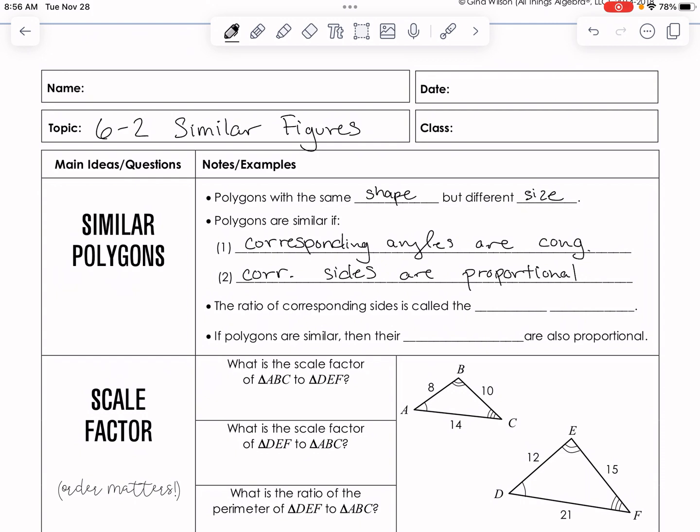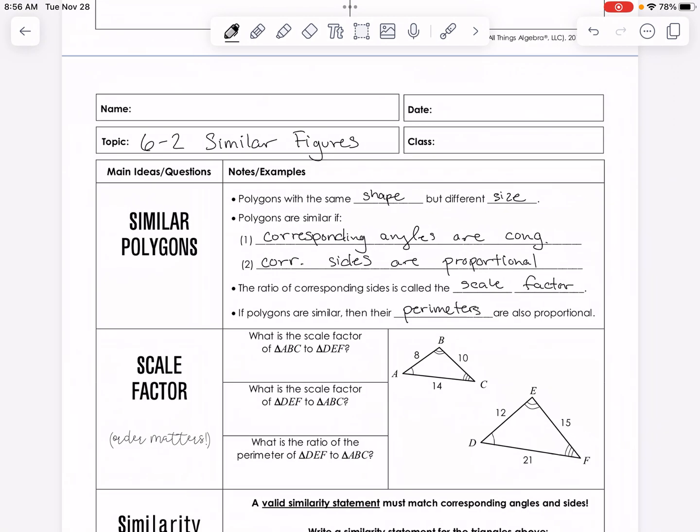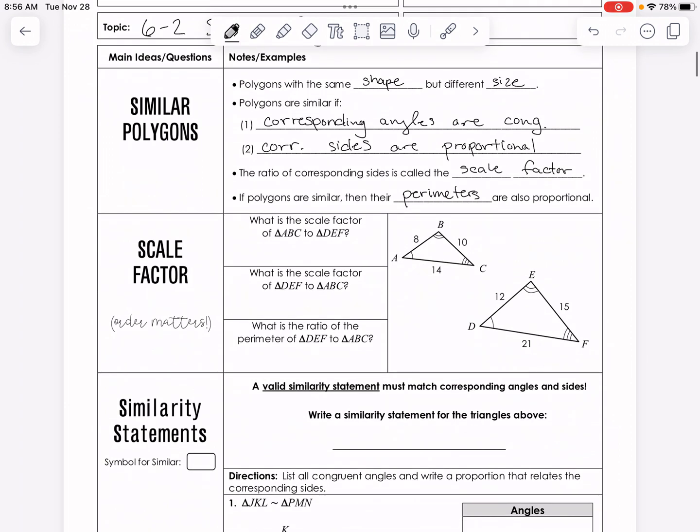The ratio of corresponding sides is called the scale factor. So think of that as whatever you're multiplying or dividing. And if polygons are similar, then their perimeters are also similar. So the distance around an object. And we'll look at this object here.